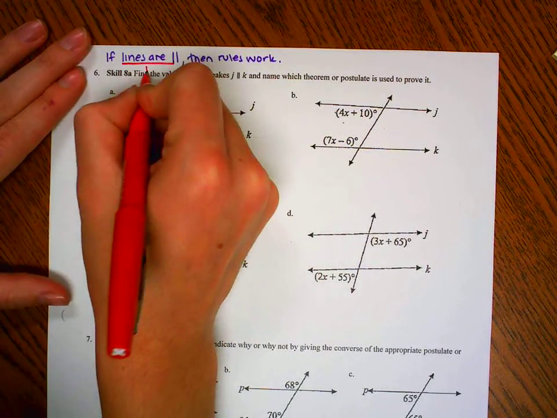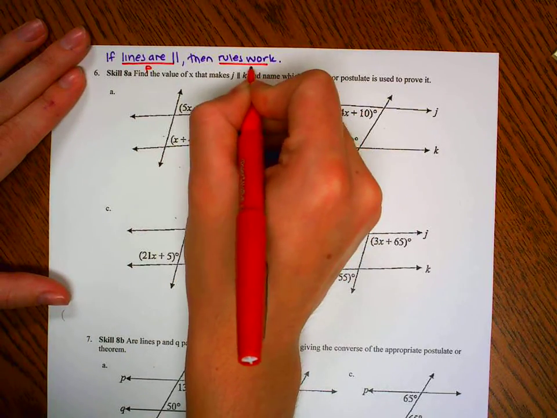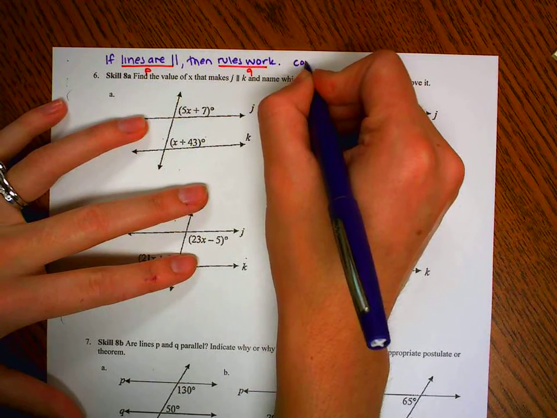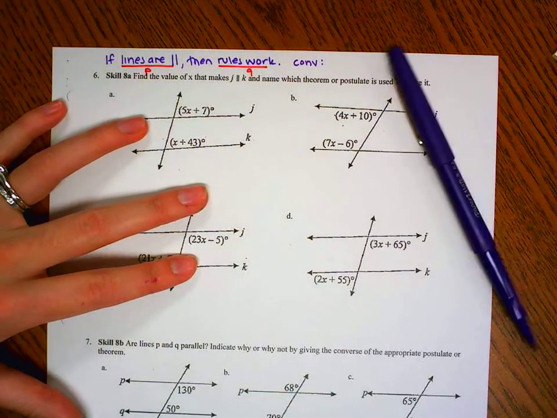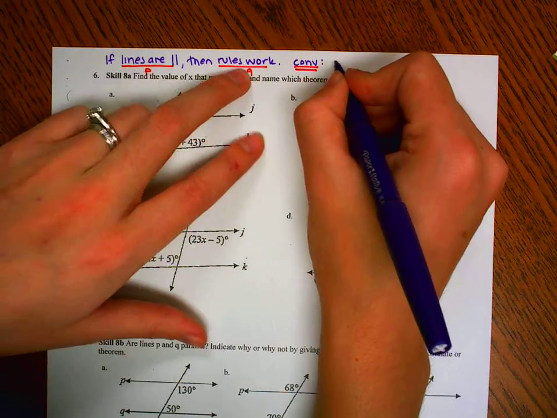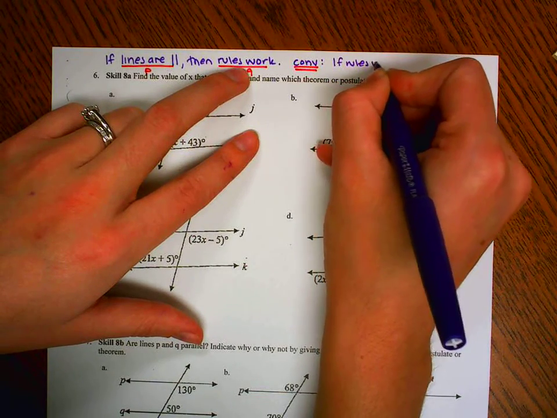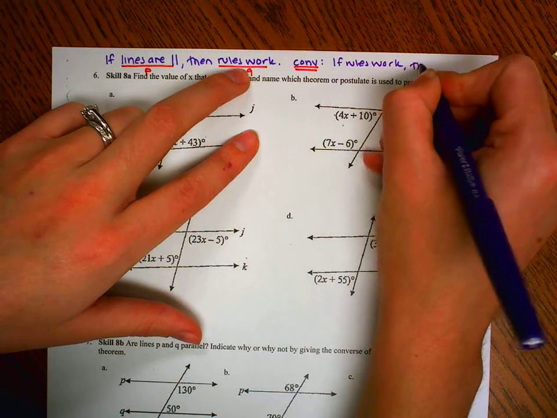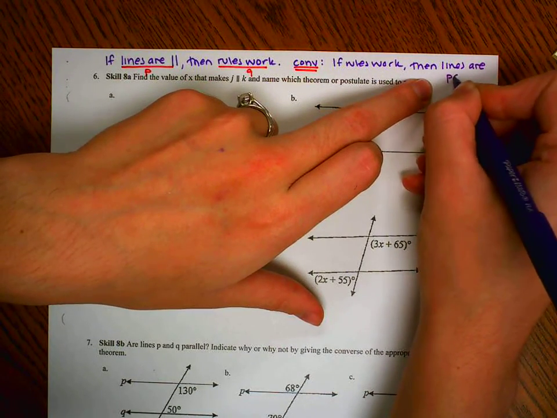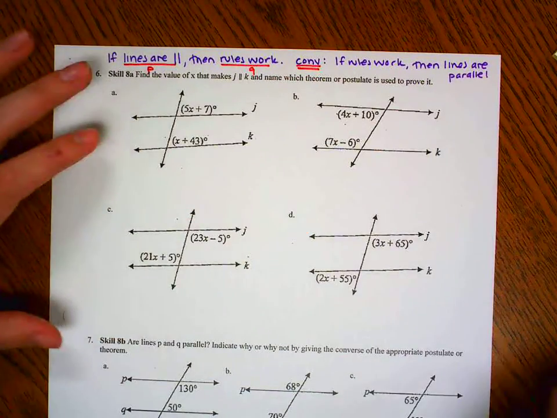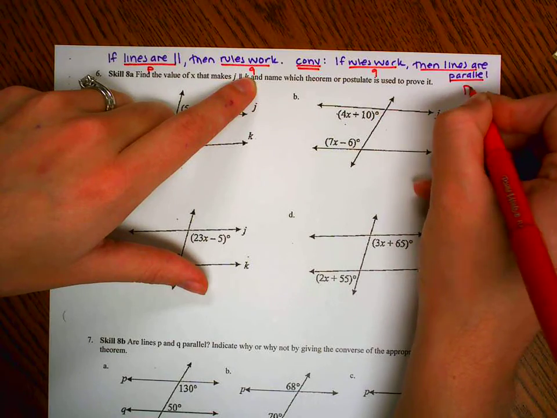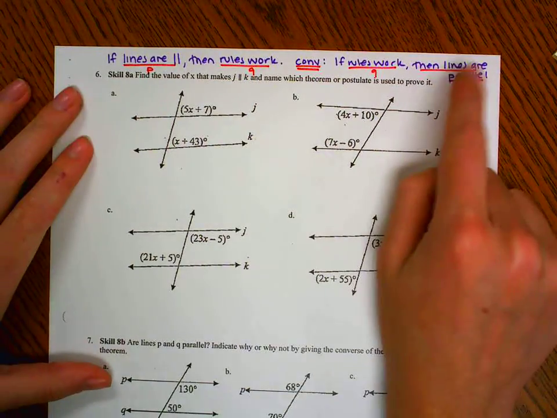Take a look. This is my P. This is my Q. If I want the converse, I need to rewrite it. So here's my converse, and I want to underline that so you can see that's what it is. The converse would say the other order: if the rules are working, then lines are parallel. Rules work is Q, then lines are parallel is P. So notice the order switched. The converse lets us prove that lines are parallel.